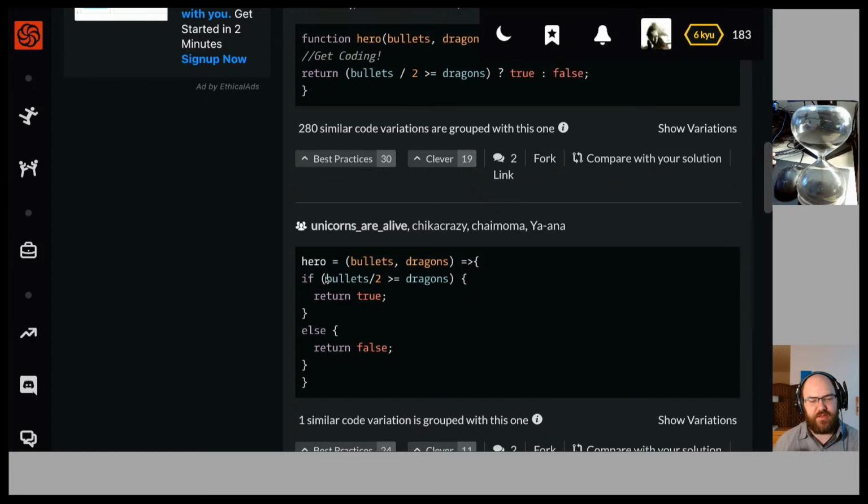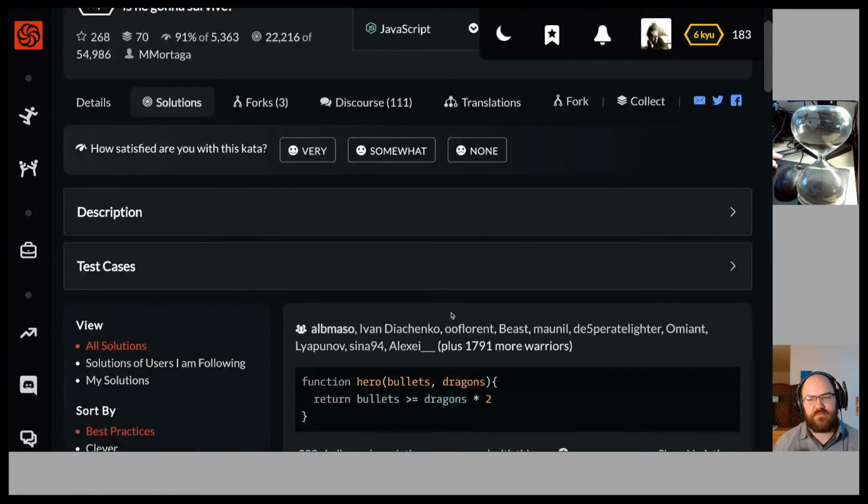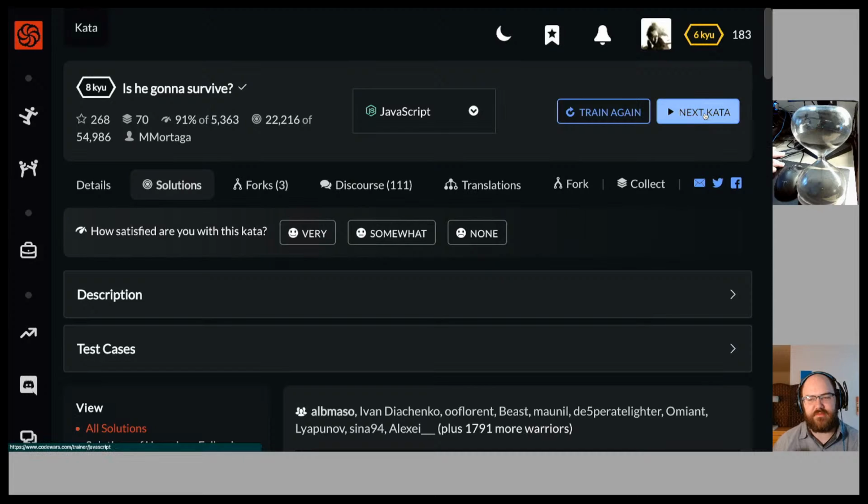Same story here. We have the condition. If this condition is true, it returns true. If this condition is false, it returns false. So it would have been simpler to just return this condition. All right, moving forward.